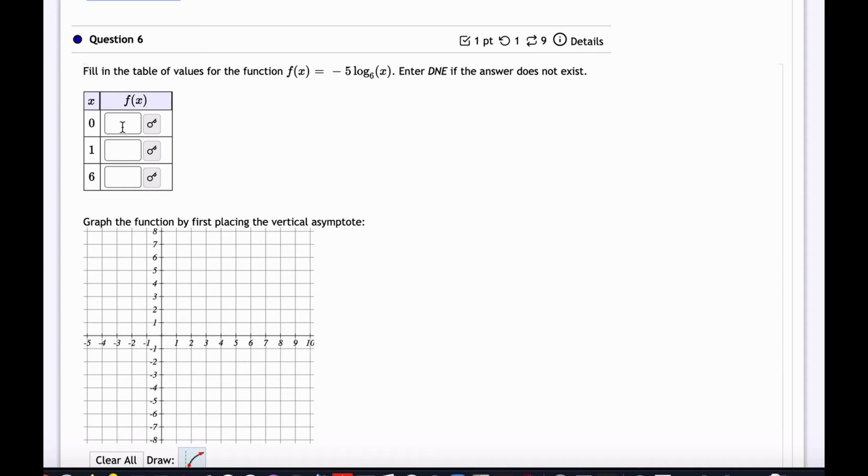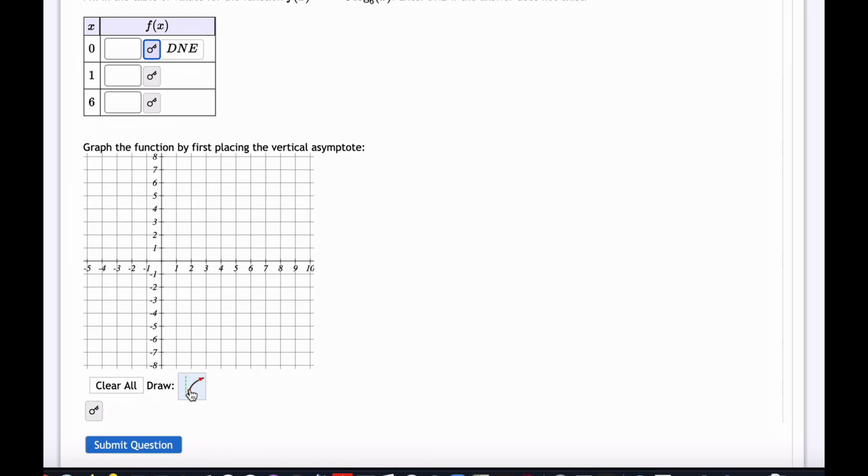So you're going to get DNE on this first line right here. Don't believe me? There it is. But fortunately, you'll still have two other points when you plug 1 in and plug 6 in. And so you'll have the y coordinates that correspond with these two x coordinates. And once you have 2 points, you can use the graphing tool and you can come up with your graph and you can be done.